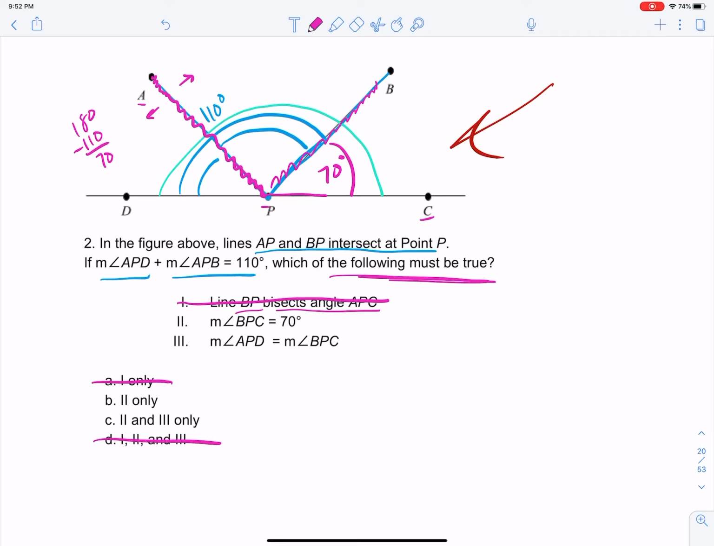So now we just have to see if one of these is true, right? Oh, actually, no, we have to check both because we have 2 and 3 as an option. So BPC is 70. Yeah, we found out that BPC is 70. So that one's definitely true.